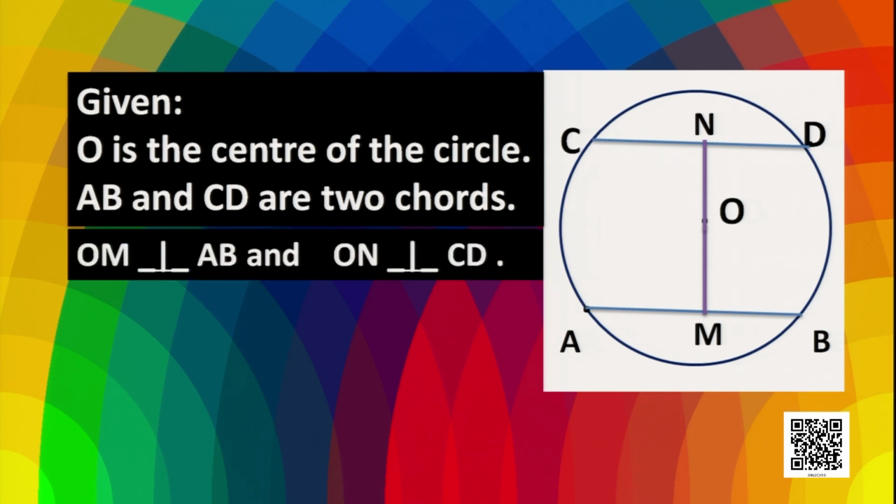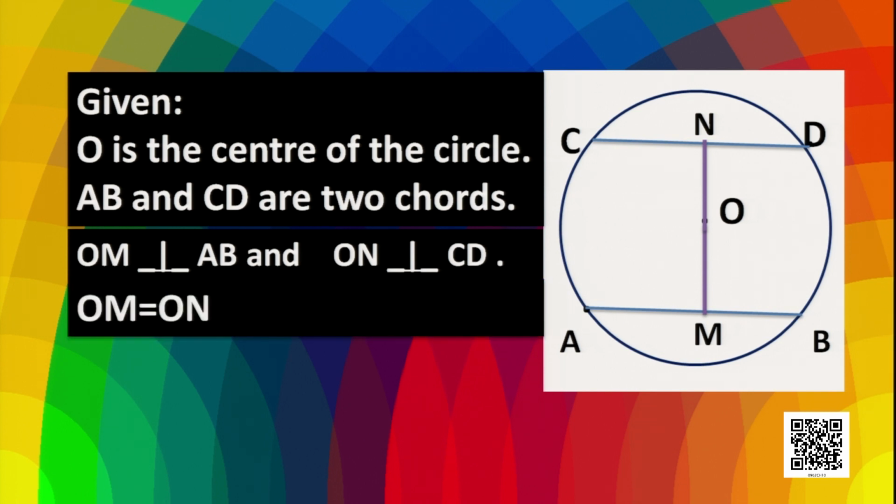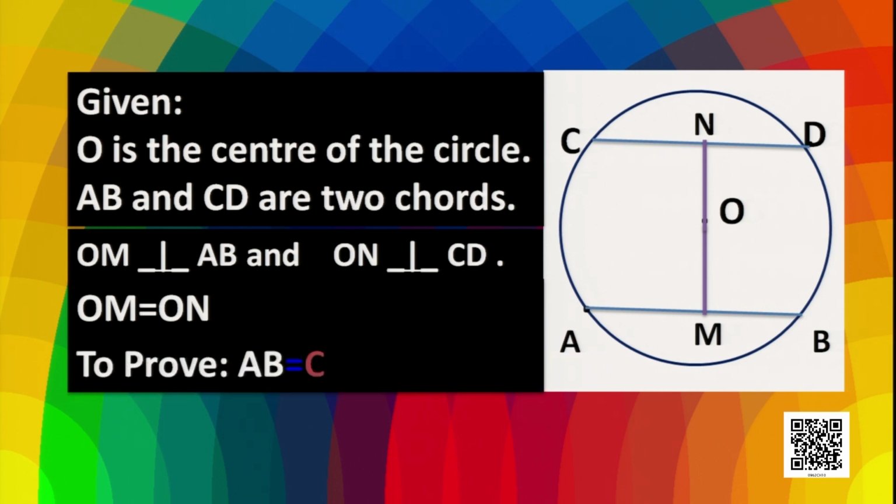And OM is perpendicular to AB and ON is perpendicular to CD, and OM is equal to ON as they are equidistant from the center. Then what to prove? We have to prove that the chords are equal, means length of chord AB is equal to length of chord CD.